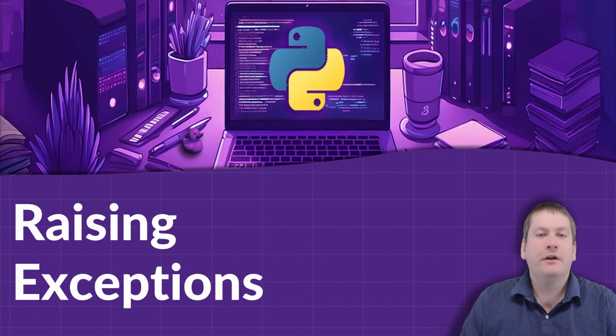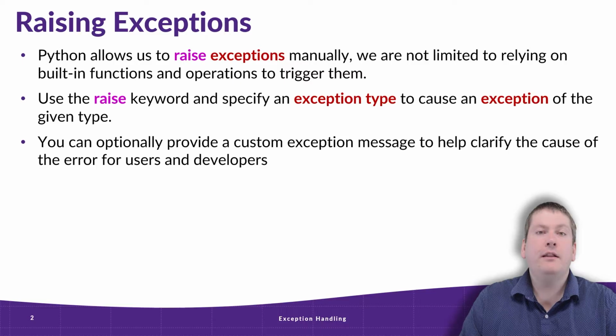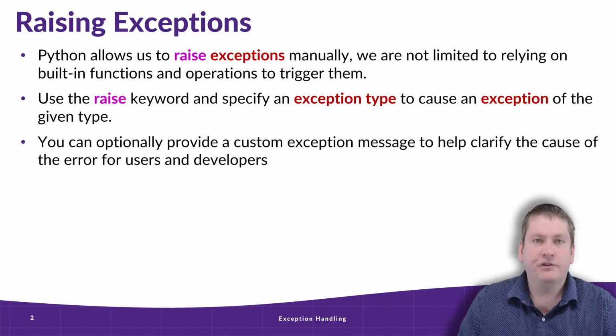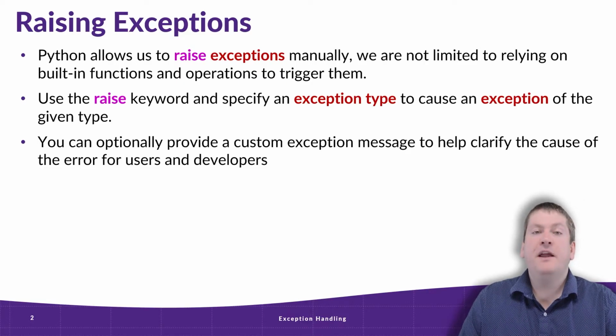In this video, we're going to learn how we can raise our own exceptions in Python. So we're not limited to just waiting for exceptions to be raised by built-in functions or operations that may trigger them in an error condition. Instead, we can also manually raise our own exceptions. We accomplish this using the raise keyword and by specifying a specific exception type and optionally a message to provide that exception. Usually when we raise an exception, we want to provide a message to explain what the error condition is that occurred.